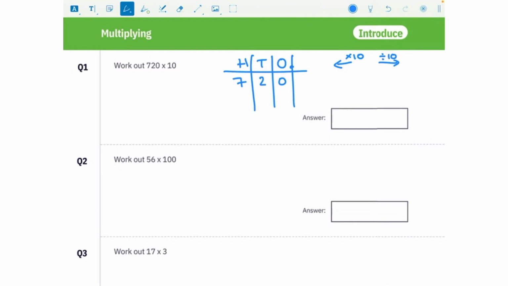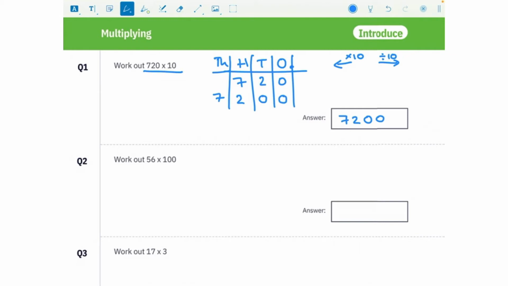So because we're doing 720 times by 10, the 7 is going to move over to the thousands column, the 2 is going to move over to the hundreds column, and the 0 is going to move over to the tens column. But we need to put a placeholder in to make sure that these numbers stay in that column even when we haven't got the grid. So we're going to put another 0 in there. So it is 7,200.